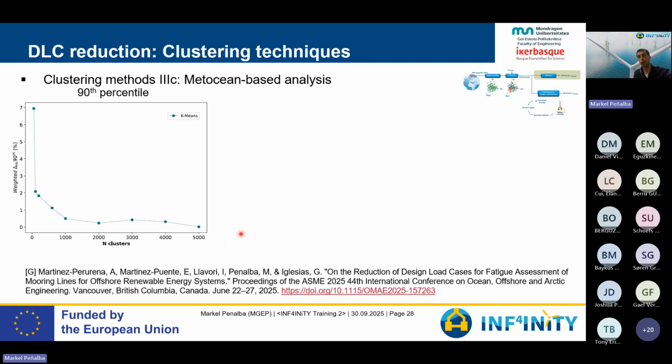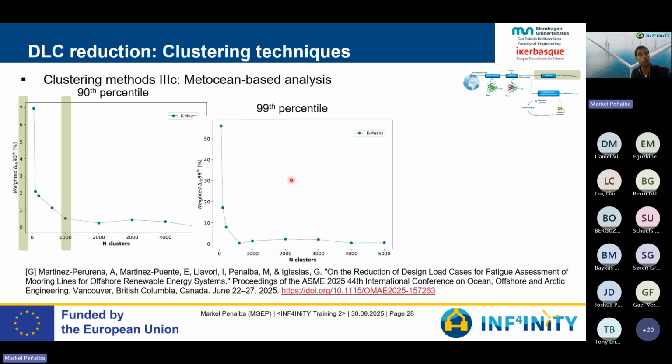So if we go beyond the usual quality measure, we have the 90th percentile, and again, convergence reaches at about 1,000 clusters. The 99th percentile, even earlier than that, even though you can see that the error or the bias is significantly higher for a reduced number of clusters, right?